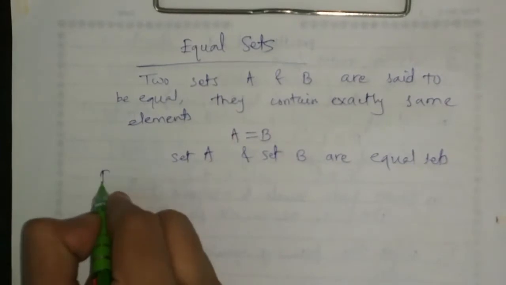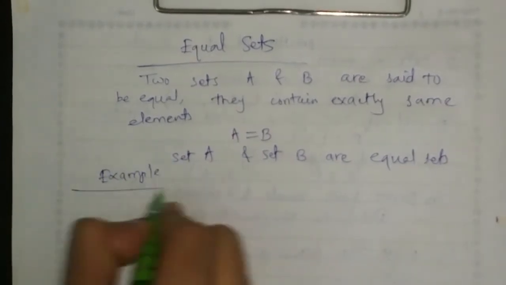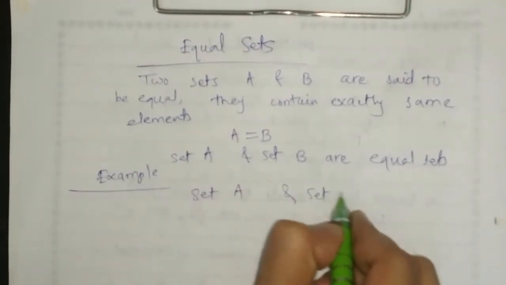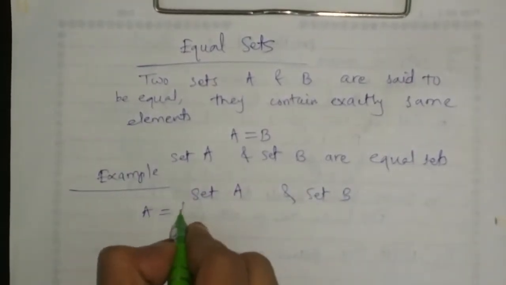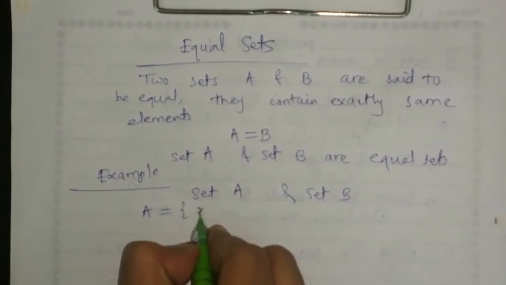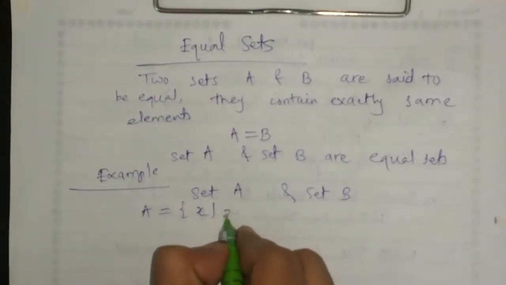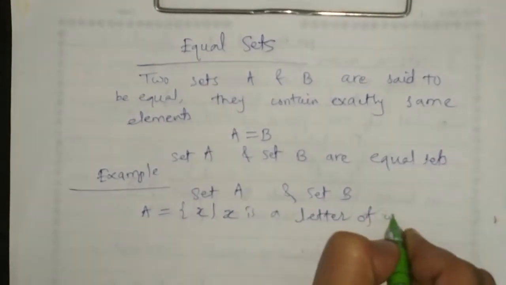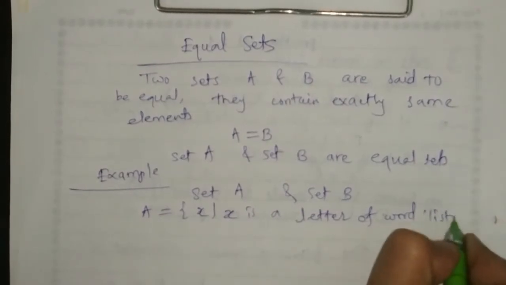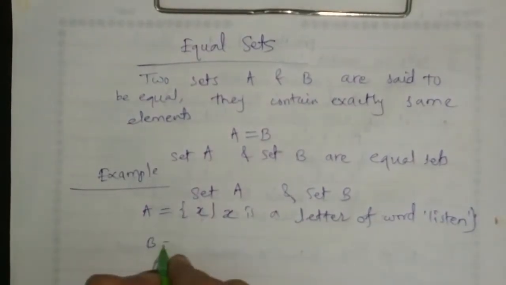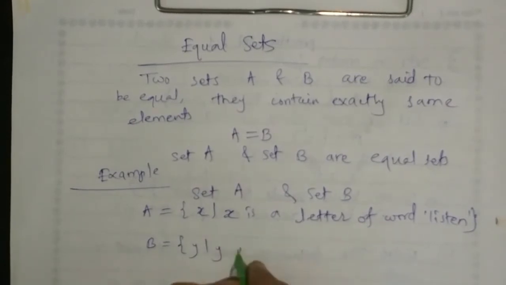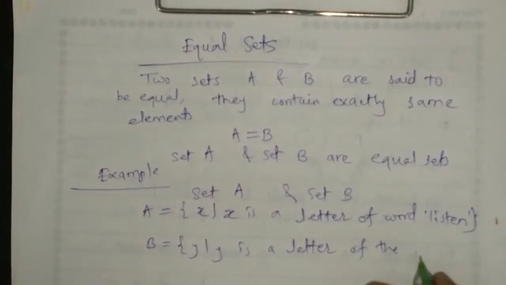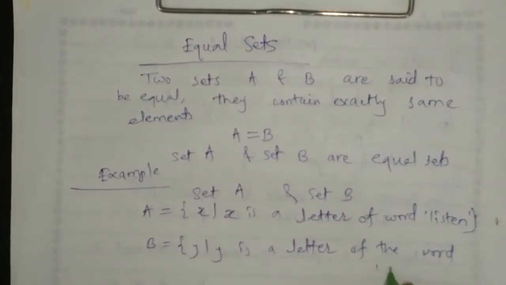For example, you have a set A and a set B. Here A is a set which contains a variable x, such that x is a letter of the word listen. And we have a set B, y such that y is a letter of the word silent.